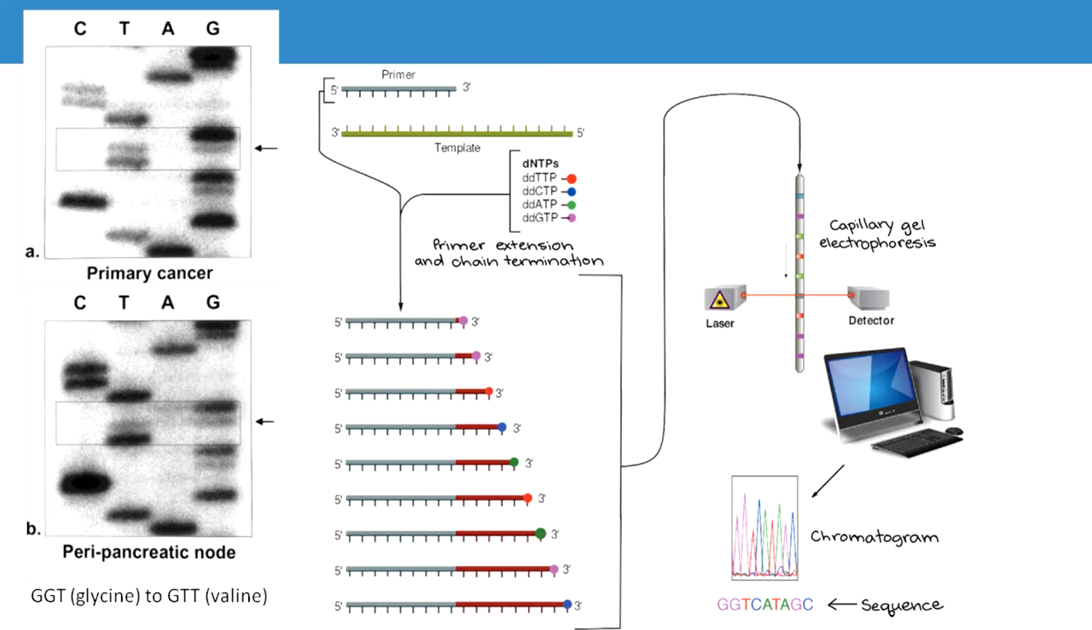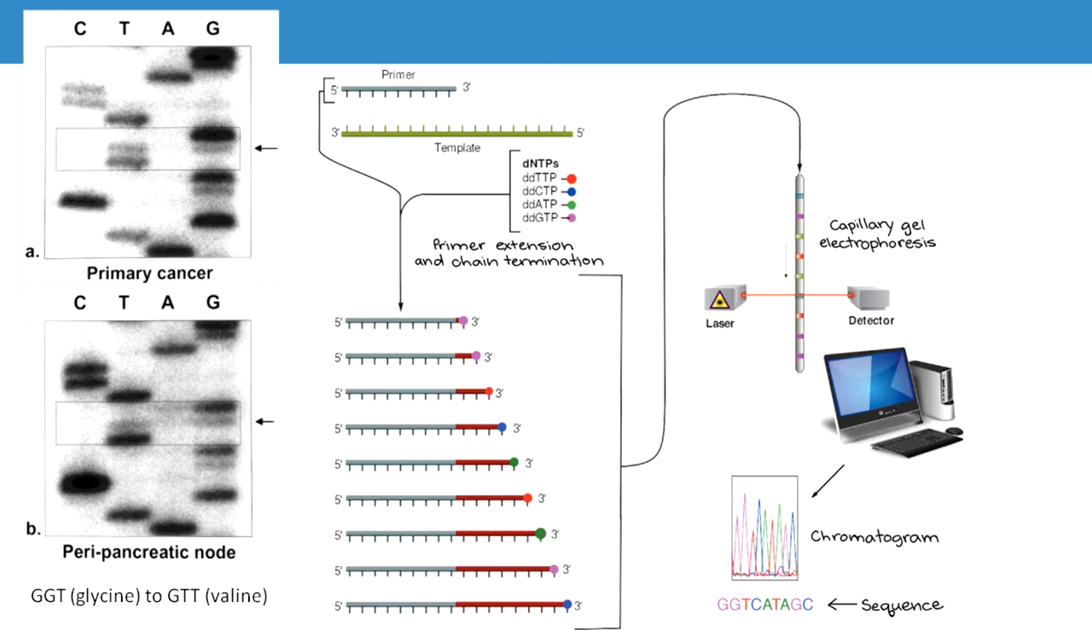And again, they can be separated out by size using capillary gel electrophoresis. A laser is run through, and it detects which color. So each peak then tells you which base it is, G, G. But when you have a double peak, there could be the presence of a mutation. And it could tell you if it's a G or a T.